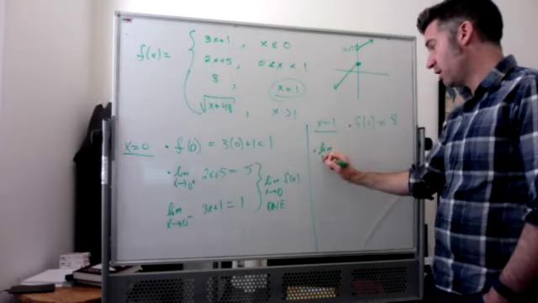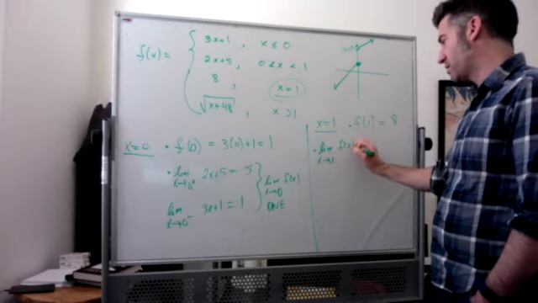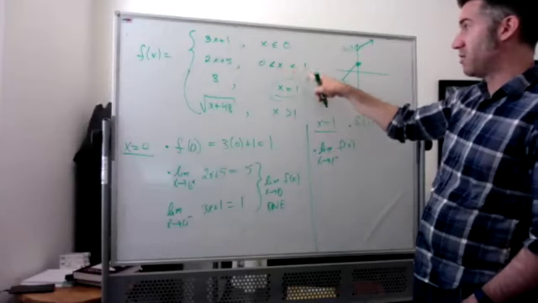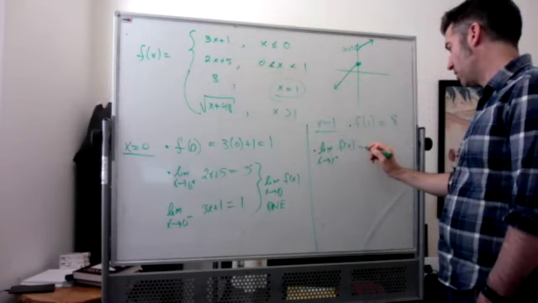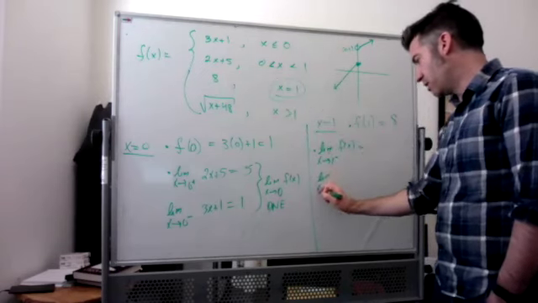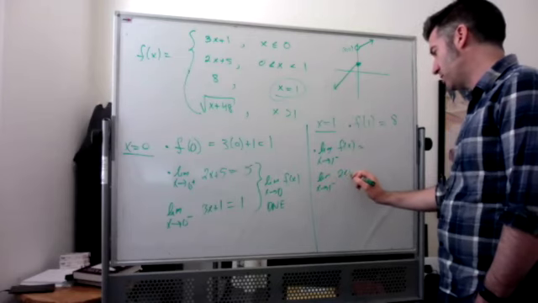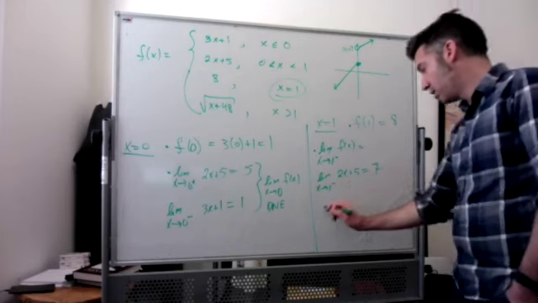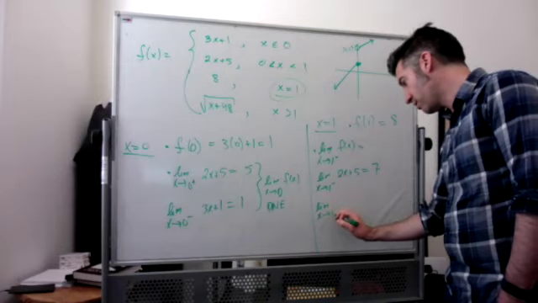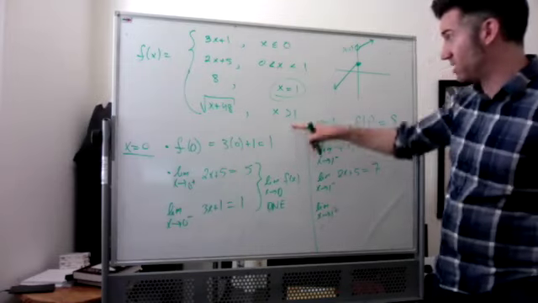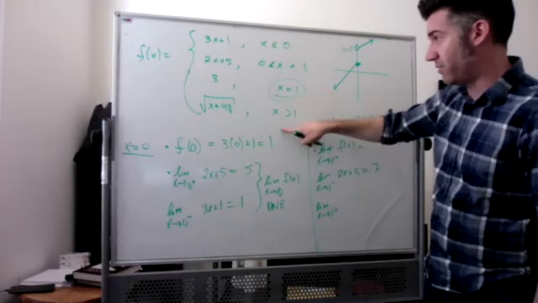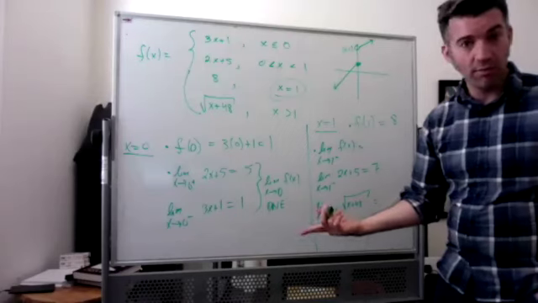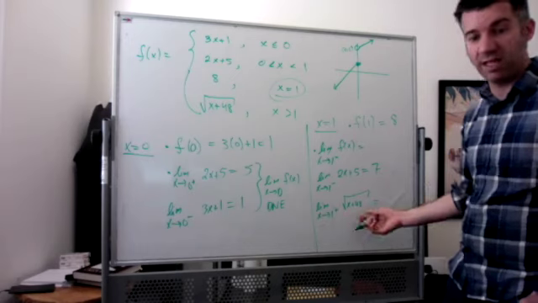So the limit as x approaches 1 of f of x, well, let's do both sides. Limit as x approaches 1 from the left. So that's where x is less than 1. So I'm going to use this piece of the function. Limit as x approaches 1 from the left of 2x plus 5. I'm going to just plug in 1 for x and get 2 times 1 plus 5, which is 7. Limit as x approaches 1 from the right. So I have to use where x is bigger than 1, which is this piece here, not this piece here. So it's going to be the square root of x plus 48. I'm going to plug in 1. 1 plus 48 is 49. Square root of 49 is 6.